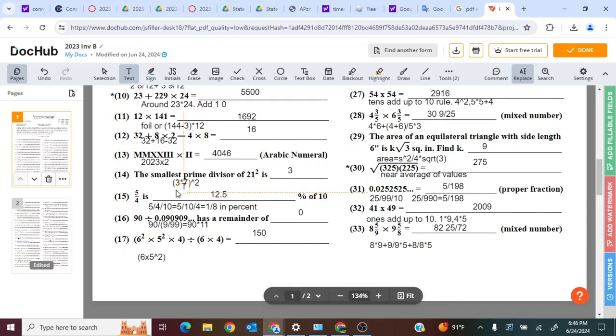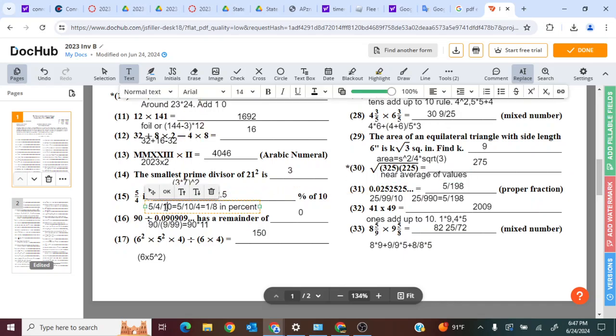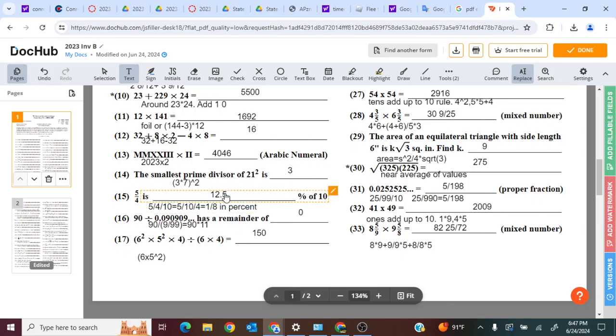5 over 4 is what percent of 10? Well, to do that, you take your 5 over 4, divide it by 10. You can rearrange that to make things easier. 5 over 10 over 4, so 1 over 8. And then put that into percent. You can multiply the numerator by 100, 100 over 8, or just have 1 over 8 memorized, or you probably already know what 1 over 8 is.